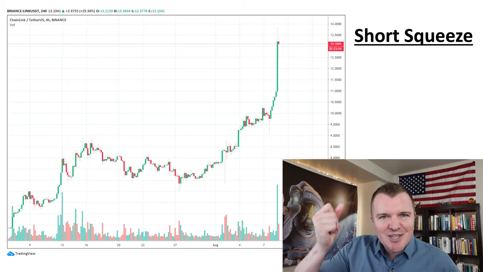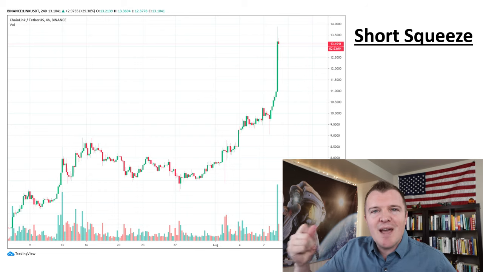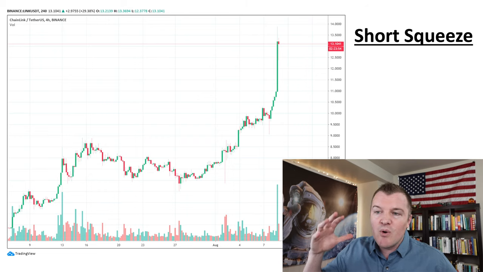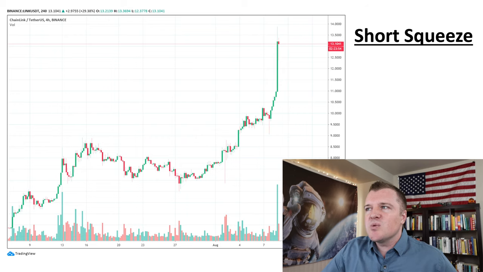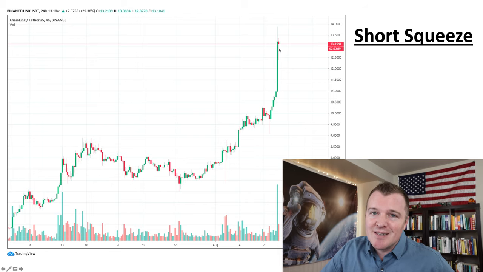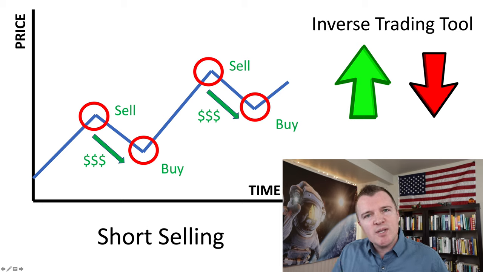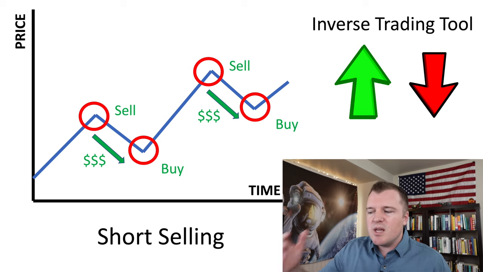So it automatically triggered buying back the shares for whatever they were holding in their account. And that's what happens when you see these huge vertical spikes. It's short sellers getting squeezed, and they lose a lot of money in these scenarios. So at its core, short selling is just an inverse trading tool, and it can be very useful.